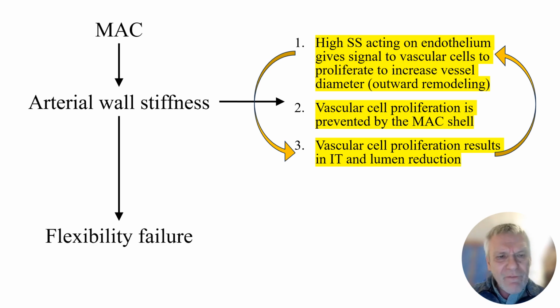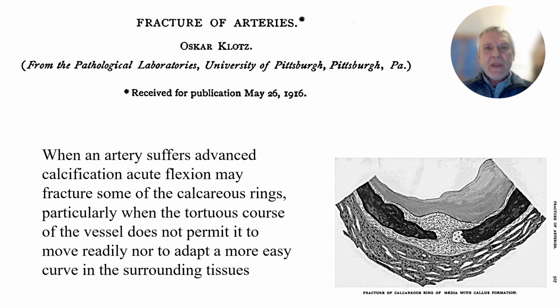There is also the flexibility failure. We have this paper by Oscar Klotz, published in 1916: when an artery suffers advanced calcification, acute flexion may fracture some of the calcareous rings, particularly when the tortuous course of the vessel does not permit it to move readily, nor to adapt a more easy curve in the surrounding tissues. Fracture of arteries.